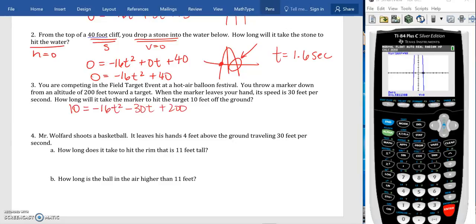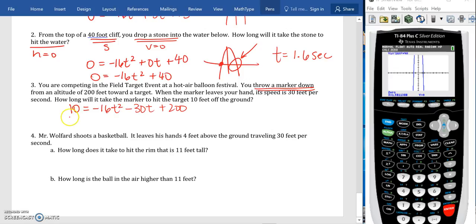Okay, so let's see if you were picking up on some of the things that I was saying. When we look through the problem, we throw a marker down from an altitude of 200. That's our initial height. The marker leaves our hand at a velocity of 30 feet per second. Notice my velocity is negative because we throw a marker down. So if we're throwing something down, that means negative velocity. And this time, instead of hitting the ground, we want to hit something 10 feet off of the ground. So that final height is 10.